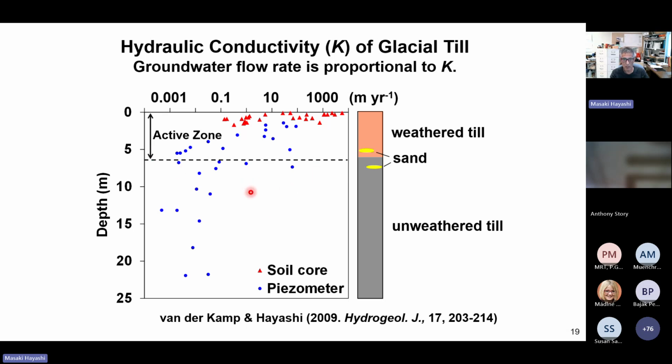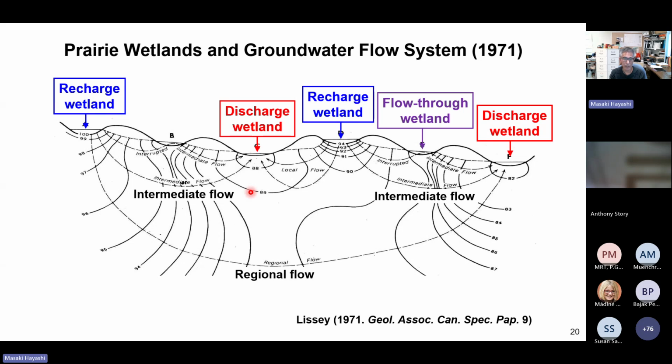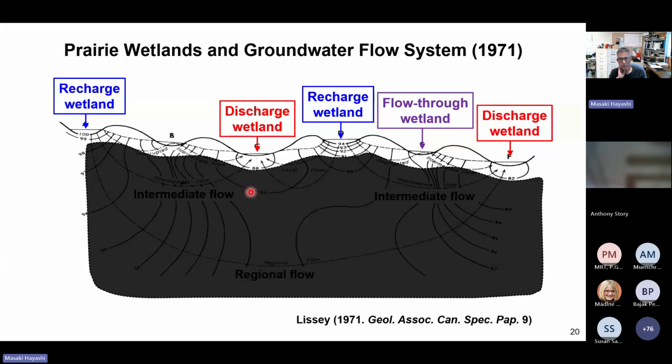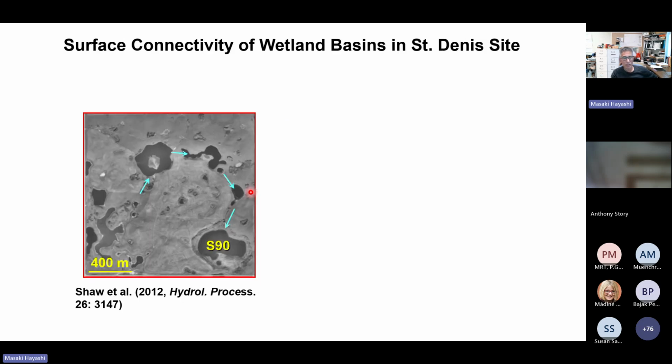So what we have in reality is, okay, we still have recharge and discharge wetlands, but the contribution of intermediate and regional flow is almost negligible for the water balance and solute mass balance of these wetlands. So then how are these discharge wetlands getting water input, which makes them more permanent and also more saline? The answer was in surface water.